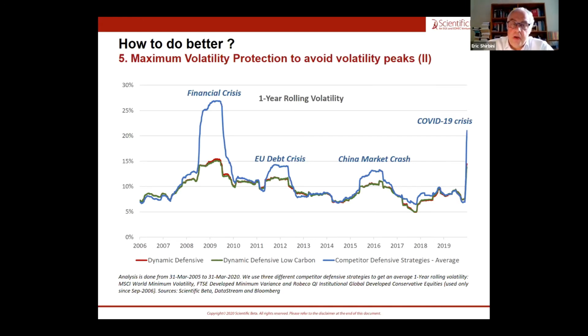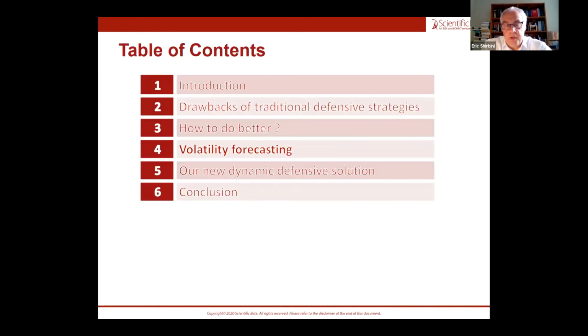Those are the 5 main ways we address the drawbacks. The first 3 ways are inherent in the construction process. The reduction in carbon is done at the universe level, and the 5th one here is done through an overlay control that is applied to the resultant defensive strategy.